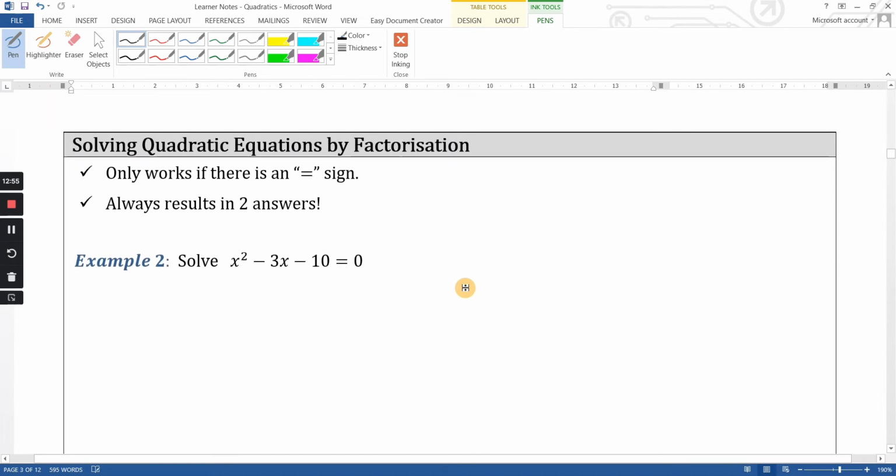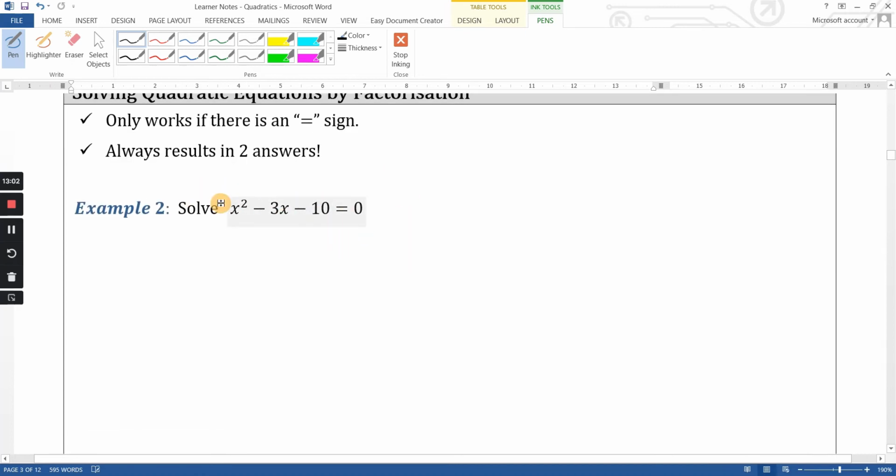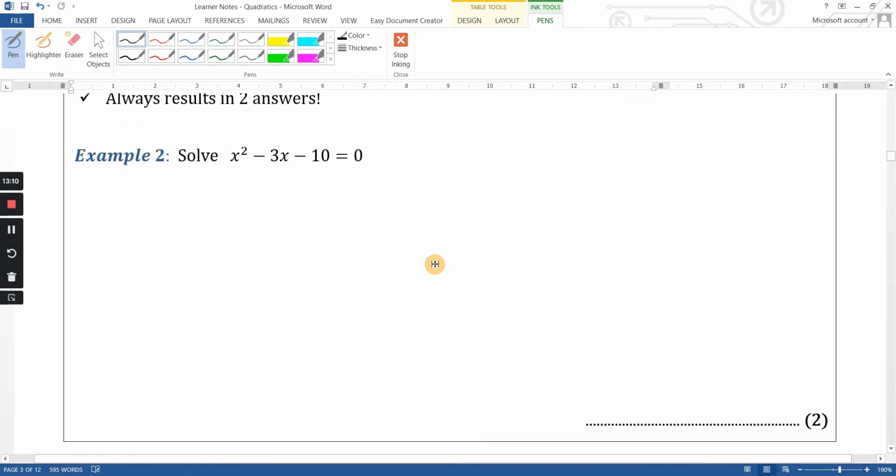Next section is solving quadratic equations by factorization. So this only works if there's an equal sign. This time round, we've got the same as before, and this time it says solve, and we've got an equal to 0 on the end. The only way to solve these, I know it doesn't say, is by factorizing this. So we'll have to put it into double brackets, equal to 0, and then we'll go from there. So let's factorize this.